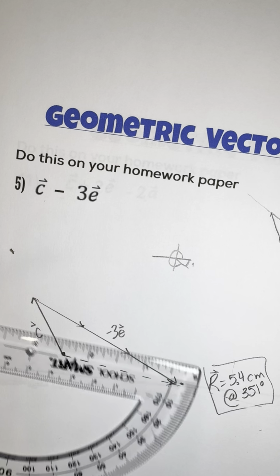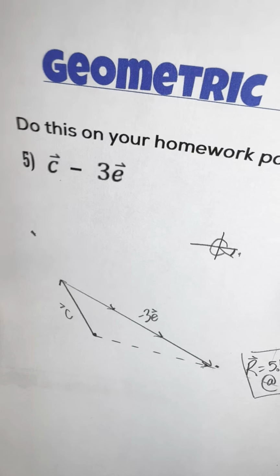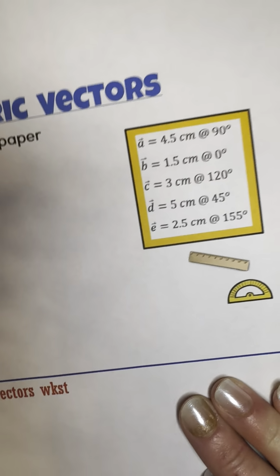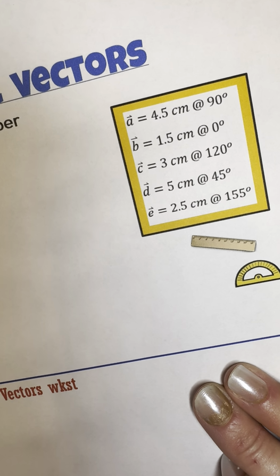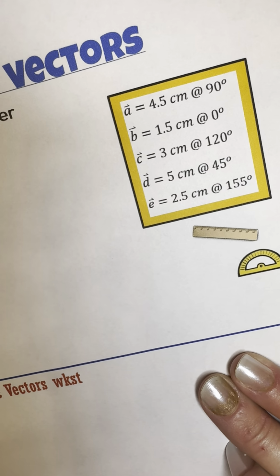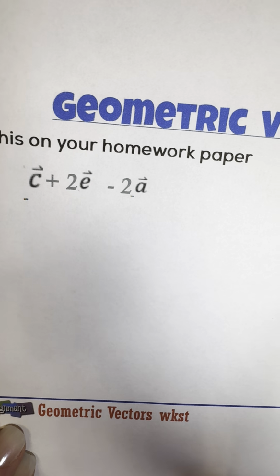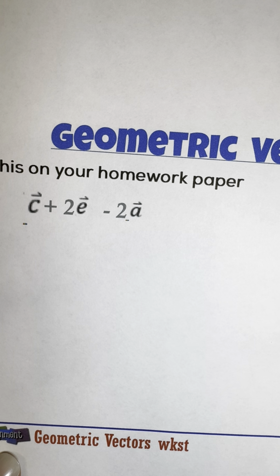Okay, I have one more. All right, I have the same vectors you can see right here, but I'm going to be using different vectors for this problem. I'm going to be using C, I'm going to be using E, I'm going to be using A. This is problem number 11 on your homework.